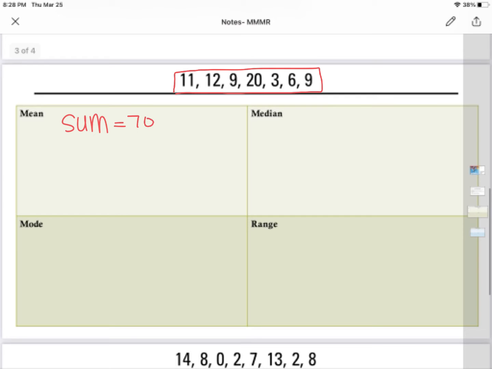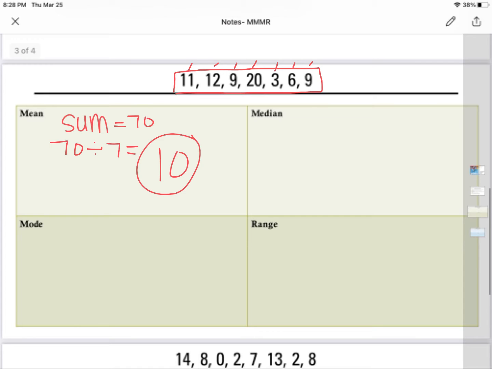And again, that's 11 plus 12 plus 9 plus 20 plus 3 plus 6 plus 9. And then we're going to take that 70, which is the sum, and divide by how many numbers there are. So there are 1, 2, 3, 4, 5, 6, 7 numbers in the data set. 70 divided by 7 gives us our mean, or our average, which is 10.